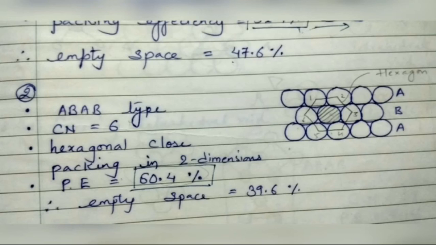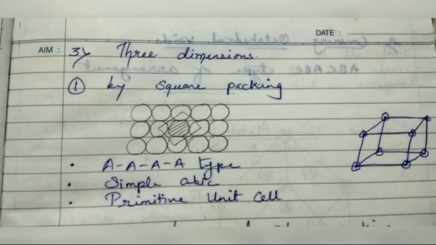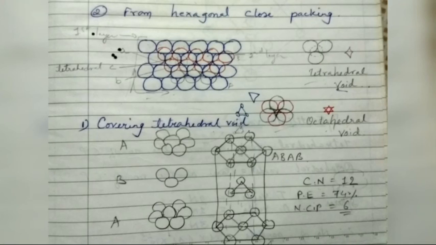Okay. Next, if we talk about 3 dimensions. Now see, in this we are going to talk about x-axis, y-axis and z-axis. By square packing we are able to see again, this is the type of arrangement known as simple cubic. Primitive unit cell, AAA type of arrangement. And you are having the hexagonal close packing arrangement.